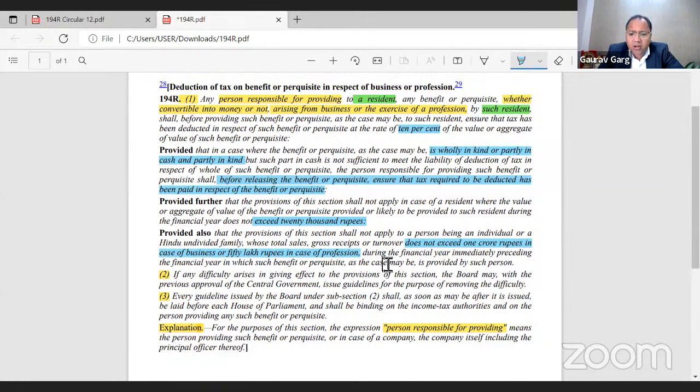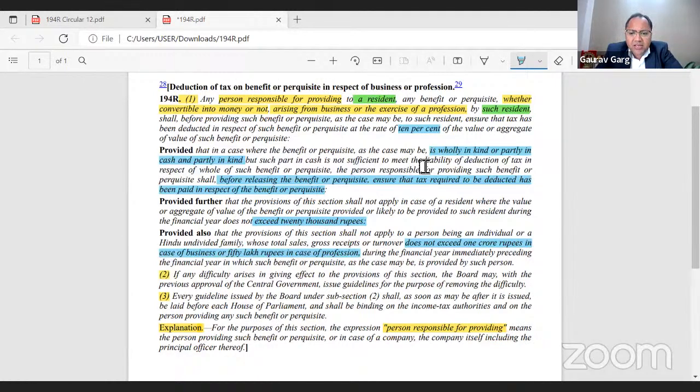Now this is from the perspective of the one who is giving the benefit or perquisite, and not from the perspective of the recipient. So if you are giving the benefit or perquisite, and you are an individual or HUF, and your total sales or receipts of the profession are less than 1 crore or 50 lakh respectively, then you get excluded from the definition of benefit provider. Then 194R would not be applicable even if you are a benefit provider. But in all other cases, section 194R would be applicable on the provider.